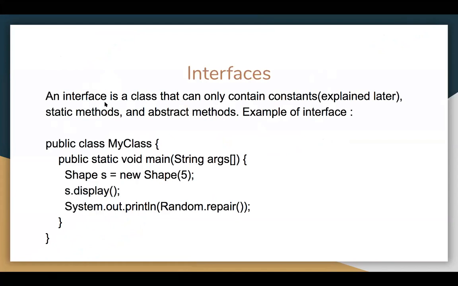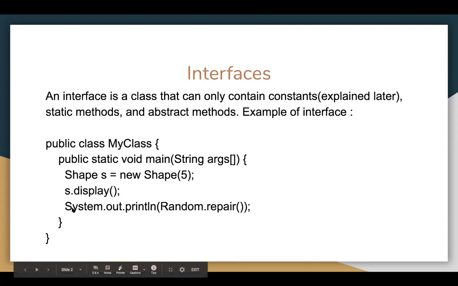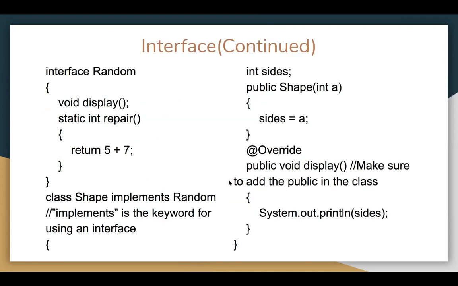So definition wise, an interface is a class that can only contain constants, and that's explained later in another lesson, static methods and abstract methods. So example of an interface you can see here. Actually, not an example of interface yet, but it's continuing on multiple pages, so you'll see. I'm not going to go over this part since you need to see the other part first. So this is the rest of the code.